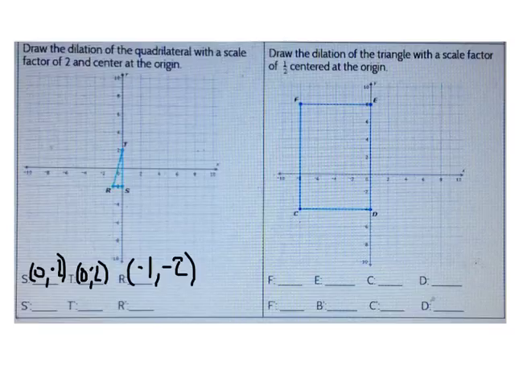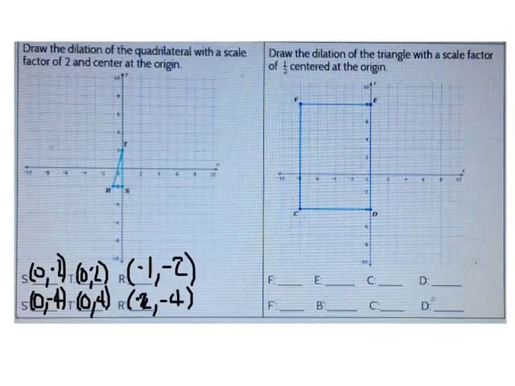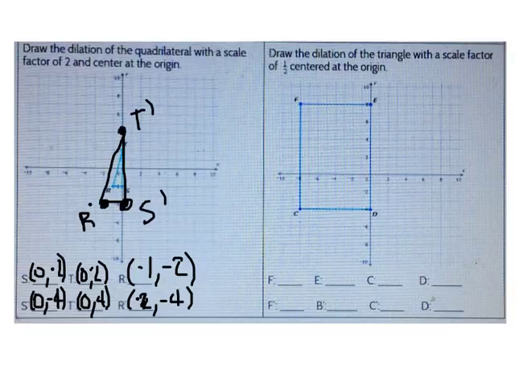When I multiply by the scale factor of 2, what will be the new ordered pair for S prime, T prime, and R prime? S prime will be located at 0, -4, T prime will be located at 0, 4, and R prime will be located at -2, -4. Go ahead and draw those new points in now to draw your dilation. Check to see that your dilation looks like mine.